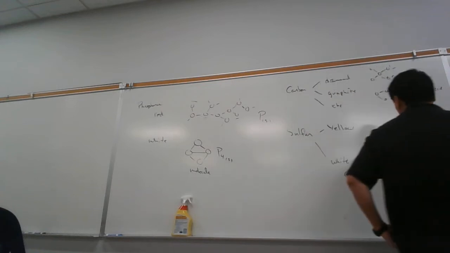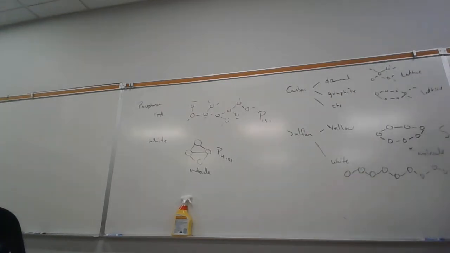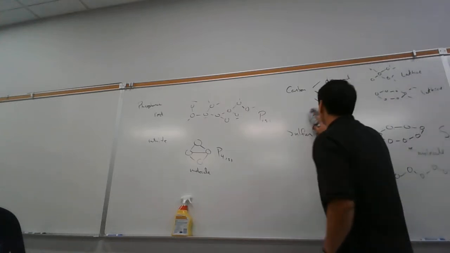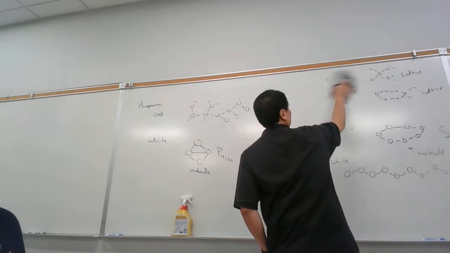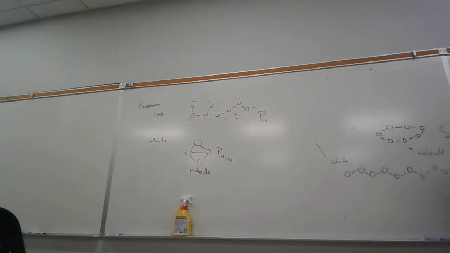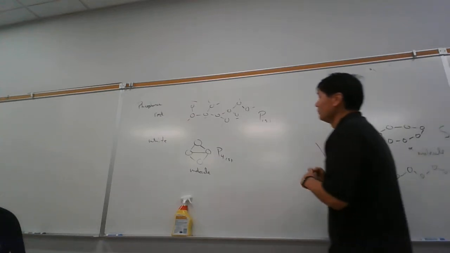So for most elements, we just use the empirical unit. They form some sort of lattice or polymeric type structure. But some of them we don't, like yellow sulfur and white phosphorus. Those are two that we don't typically.